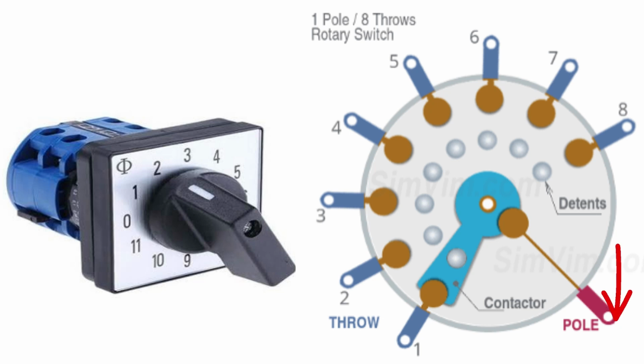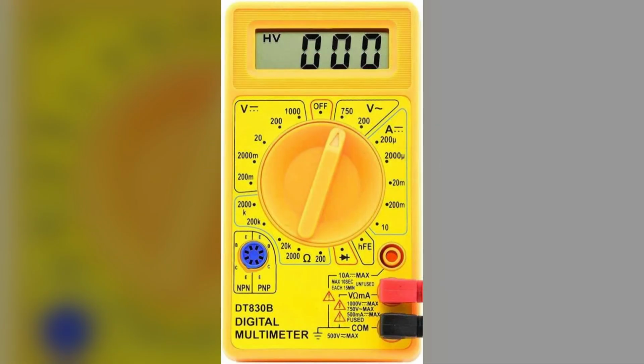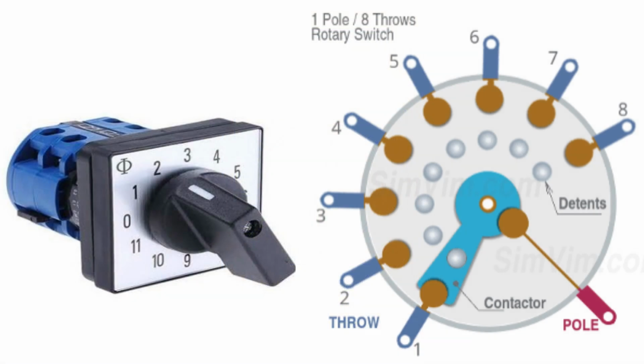Only one terminal is connected to the common terminal at any given position. This allows us to select one output from several different connections. That's why rotary switches are commonly used whenever we need to choose between multiple options. A good example is the selector knob on a multimeter, where each position selects a different measurement mode. You'll also find rotary switches in audio equipment, industrial control panels, and many electronic devices that require multiple selections.